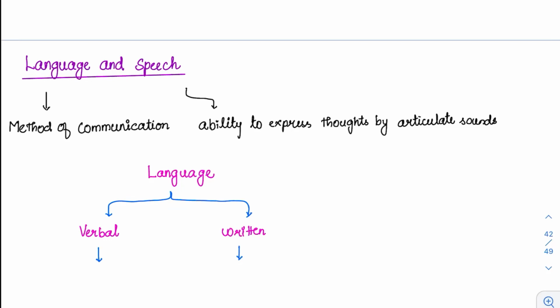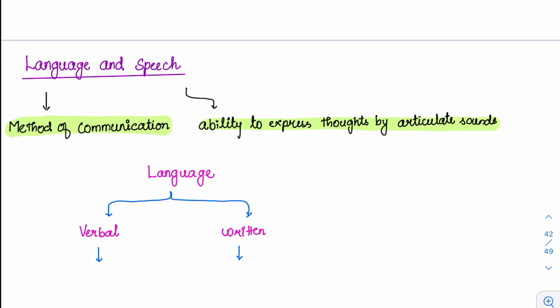Now, what is language and what is speech? Language is the method of communication, like how we are able to communicate through the English language here. That is the method of communication. What is speech? Speech is the ability of a person to articulate sounds. We are able to produce sounds and speak to others. So that is the ability to express thoughts by articulate sounds.